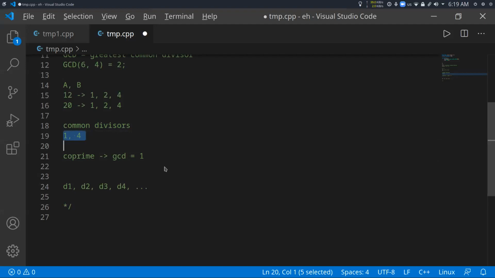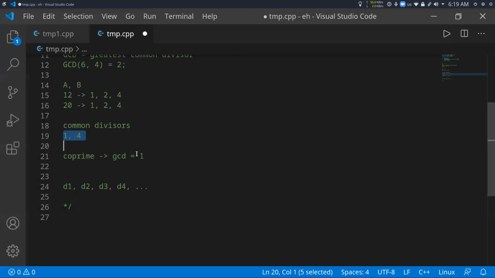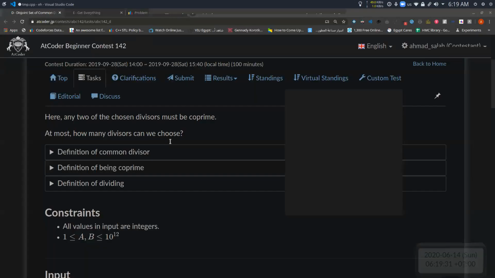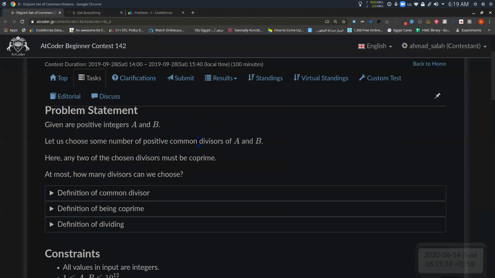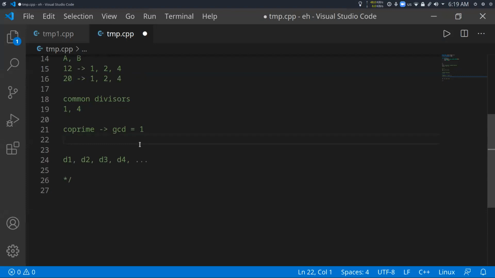Okay, so does anyone have any ideas how to solve this? How to choose the maximum number of common divisors such that they are all coprime? Any ideas? Just say any ideas. What complexity should we solve it in? No one wants to talk?